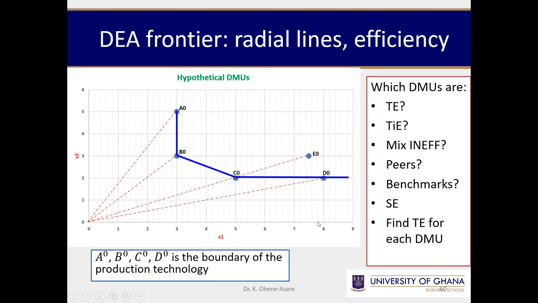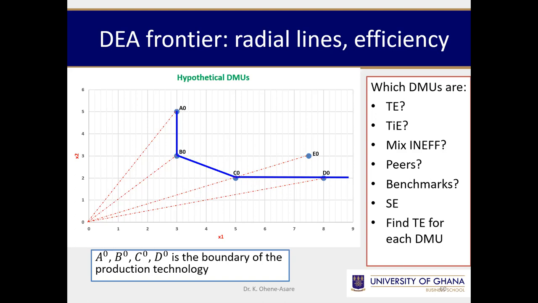Let me tell you why you need those lines. It just happens that A and D are on the free disposability lines. But those lines would have been drawn anyway if there were no A and D. Why? Because if you compare D to C, you can see that C is dominating D. C is using less input, which is 5 of X1, than D, which is using more input, 8 of X1. So ideally, D should not have been on the frontier because it's dominated.